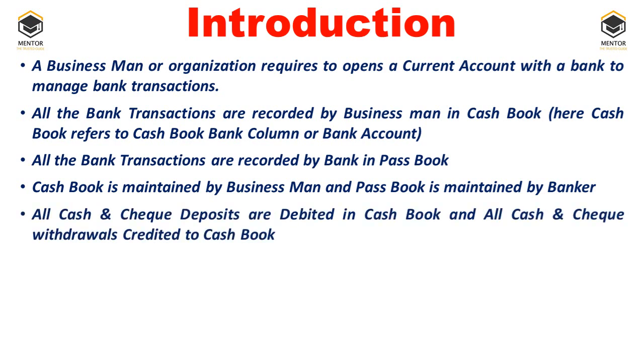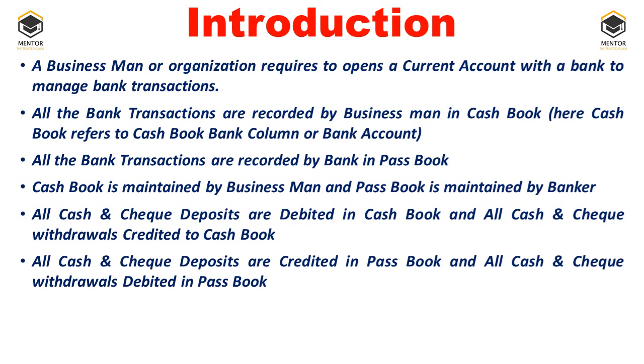All cash and check deposits are debited in the cash book, in the sense all receipts of cash and checks will be debited in the cash book, whereas all check payments or cash payments will be written on the credit side of the cash book. Cash and check deposits are credited in the passbook and all cash and check withdrawals are debited in the passbook. This is vice versa, opposite, right? I will explain this very clearly while solving the problems. I will make the next video on solving the problems. I will share the link in the I button as well as in the description box.